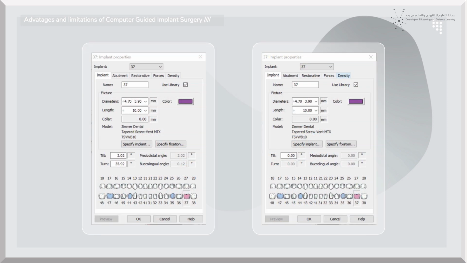Actually, in this case, I was keen to measure the amount of deviation of the real surgery from the virtual plan. As you can see here, in regard to the mesiodistal angle and the buccolingual angle, the slide on the left is showing the virtual plan. In the virtual plan, the angle is around 2 degrees, while in the real surgery, the angle was 0, which means we had some deviation, around 2 degrees in the mesiodistal angle. However, in the buccolingual angulation, there was nearly no deviation between the virtual plan and the executed surgery.